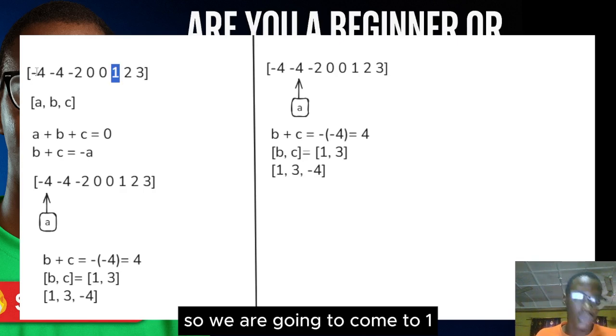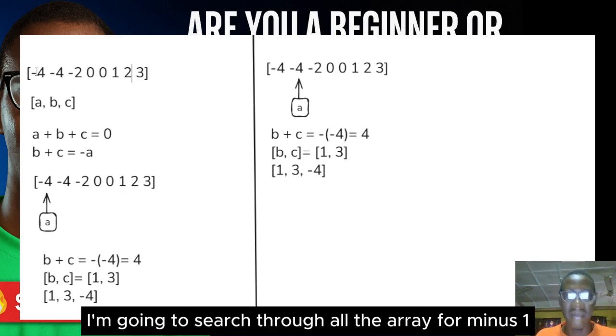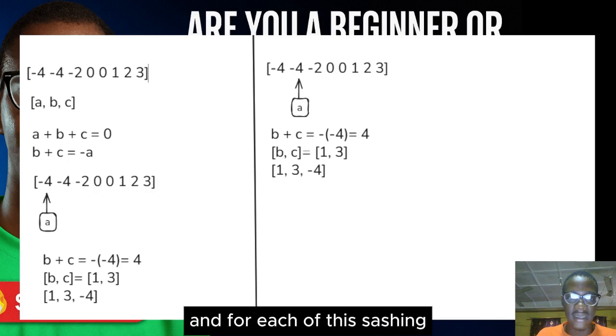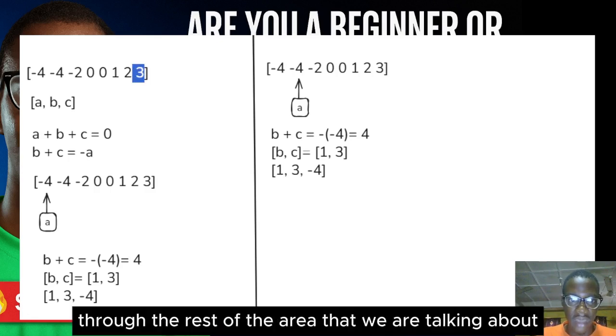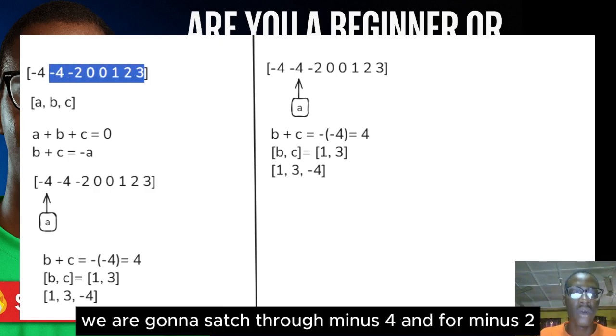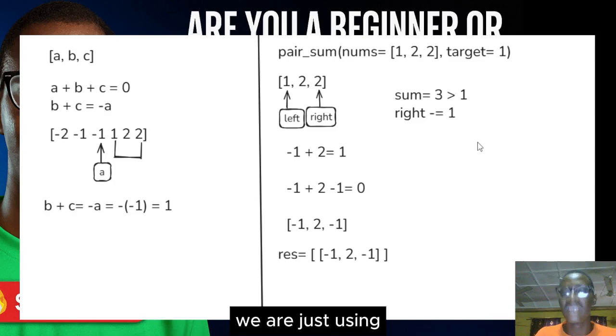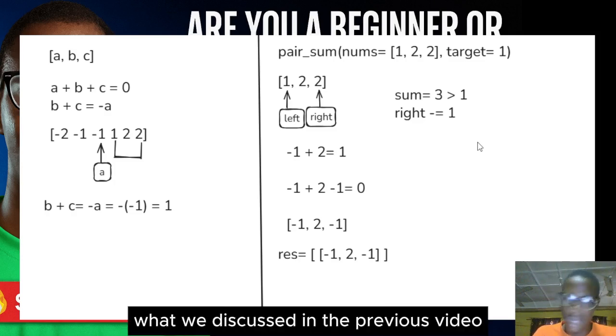So we are going to come to 1. I'm going to search through all the array for -1. That's just what we are doing. And for each of these searches through the rest of the array, like now for -4, we are going to search through -4, and for -2, we are going to search through 2. And for each of these searches, we are just using what we discussed in the previous video.